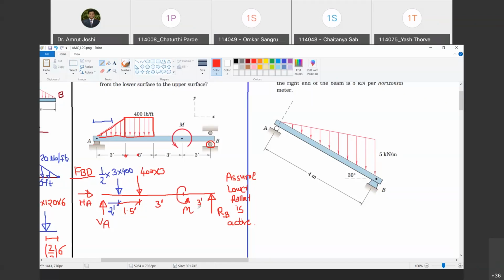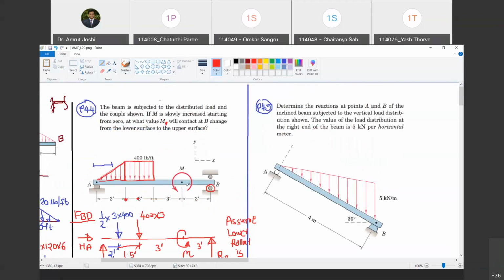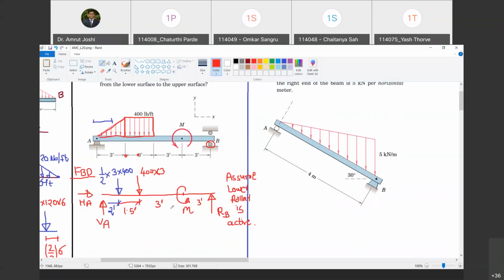Happy? Yes, sir. And now I have to find out the moment at which the contact at B will change from lower surface to upper surface as I go on increasing M. Do you agree with me? Yes, sir. हाँ, तो अब जरा देखो M का नेचर कैसा है. M is trying to lift support B and it is trying to press support A. Do you agree with me? Yes, sir. It is trying to force this support A down and it is trying to lift this support B.